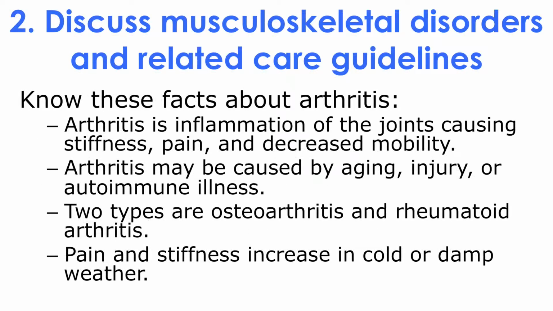So, other facts that we need to know about arthritis. Arthritis is an inflammation of the joints, okay? Arthritis may be caused by aging, injury, or even an autoimmune disease, rheumatoid arthritis, for example. There are two types: osteoarthritis and rheumatoid arthritis, okay? And also pain and stiffness increase when cold or damp weather occurs.